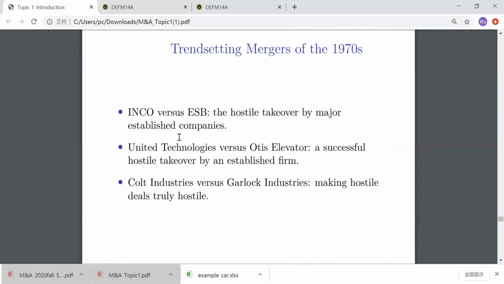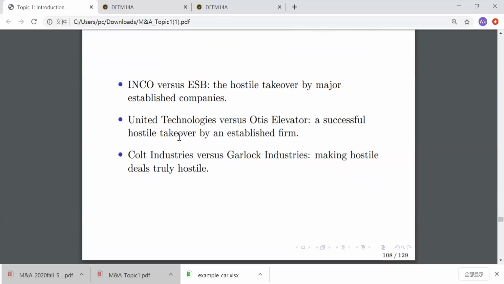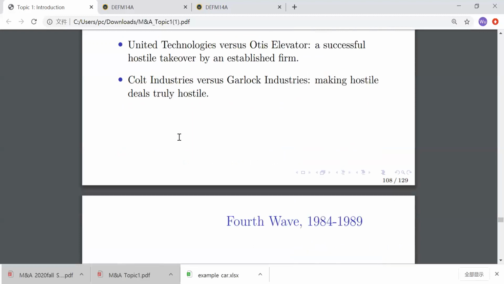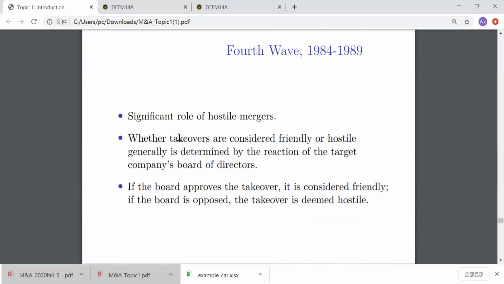The hostility is also reflected in the resistance of the target. The target may adopt anti-takeover defenses against the takeover attempt by the acquirer, which we will look at in detail in the next topic. Even more hostile tactics include the target suing the acquirer in court. And this is also the feature of the fourth wave, which ran from 1984 to 1989. So there is a significant role of hostile mergers.